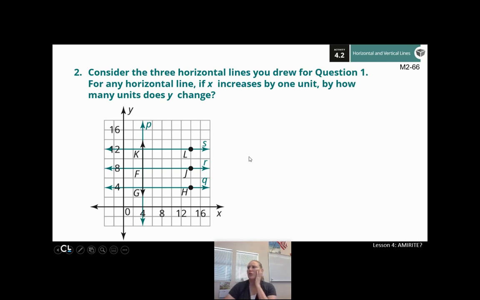So consider the 3 horizontal lines. Q, R, and S, these are our 3 horizontal lines, the ones that lay flat. And I got a question for you on this. For any of these horizontal lines, Q, R, or S, I don't care which one, pick one. If x increases by 1 unit, so I go from 8 to 9 or whatever it is, by how many units does my y value change? Go ahead and hit pause, jot down your thoughts on that, keep it brief, and then hit play when you're ready to continue the discussion.